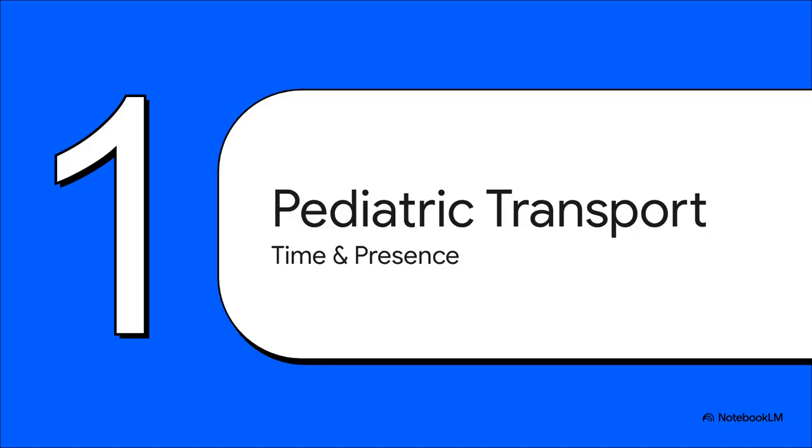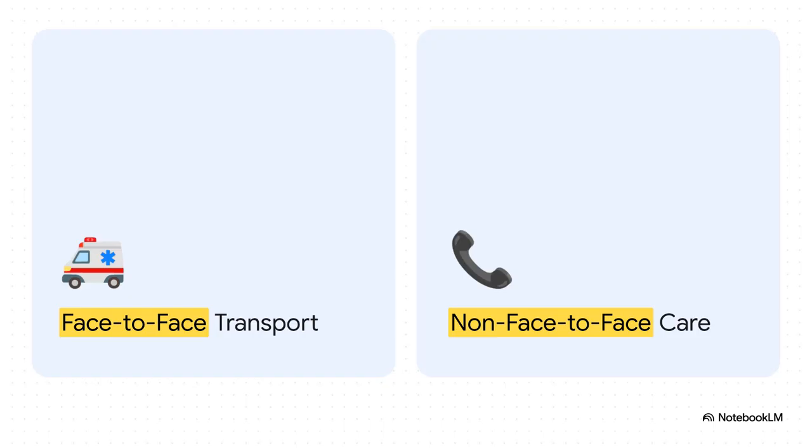All right, Section 1, Pediatric Critical Care Transport, focusing on time and presence variables. Now, for these transport codes, literally everything anchors on exactly where the physician is and exactly how many minutes they're dedicating to the patient. So we're talking specifically about the interfacility transport of a critically ill or critically injured pediatric patient who is 24 months of age or younger.